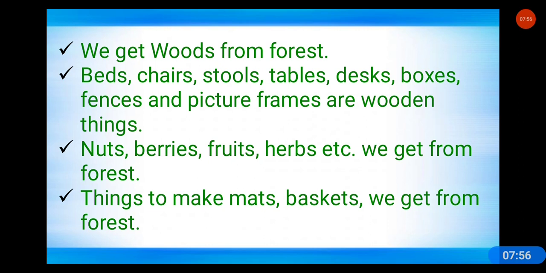And there are other things also. We get fruits like nuts, berries, and other fruits, herbs, etc. We get them from the forest only. And a few things such as materials to make mats and baskets, all those things, we get from the forest. Many of you have seen wooden furniture, like bamboo stick furniture. All those things we get from the forest only, right? So these are the things that we get from the forest.